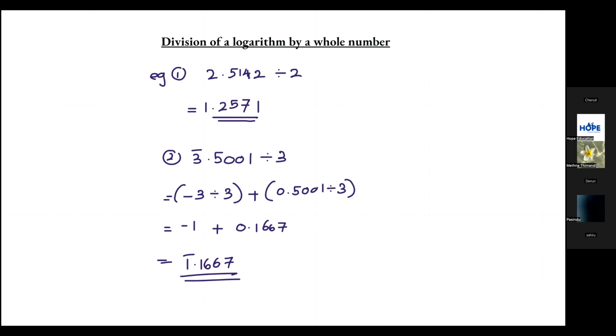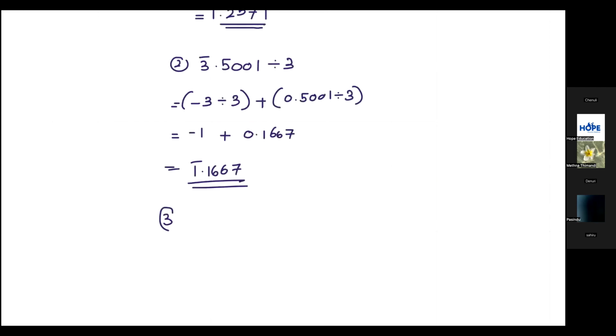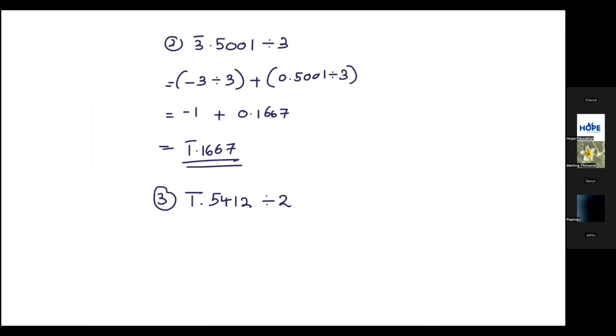Now, my example 3. Okay. Now, look at this example.